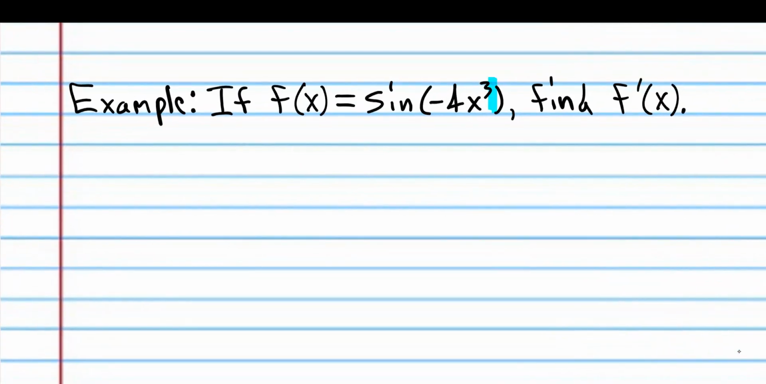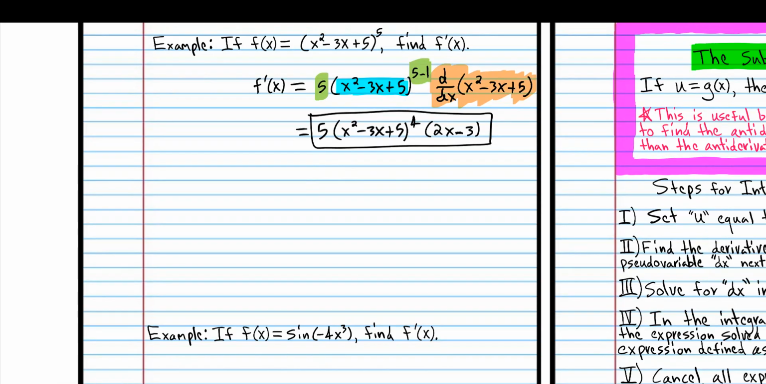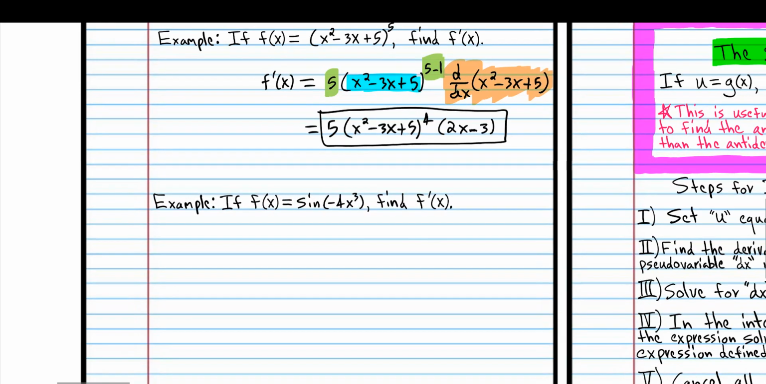So again, we have a function inside another function. If you want to try this one, you can go ahead and do it. See if you can remember the chain rule. Attempt this example, and when you come back, we'll do it together.